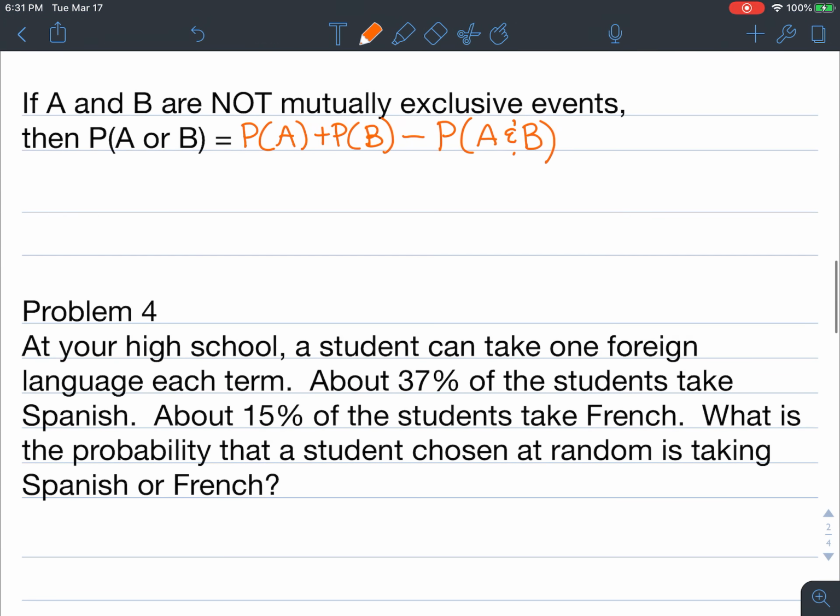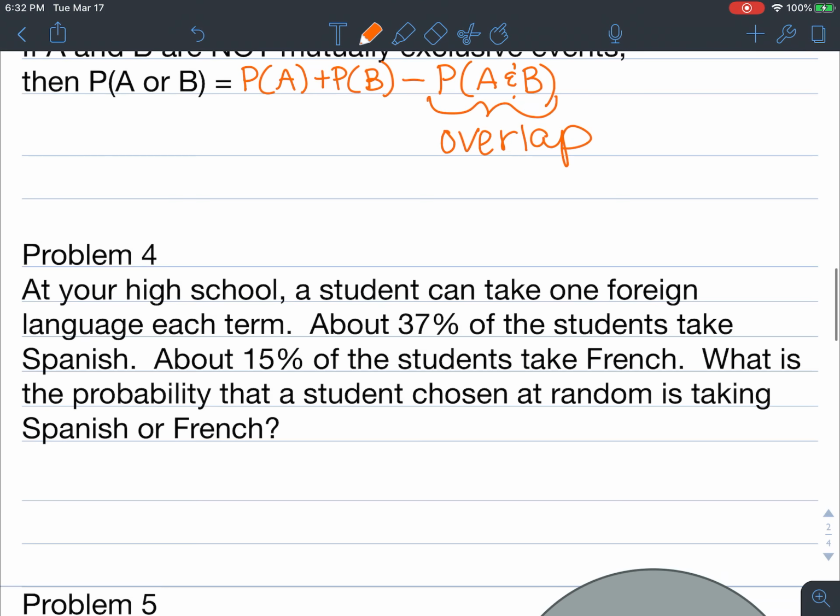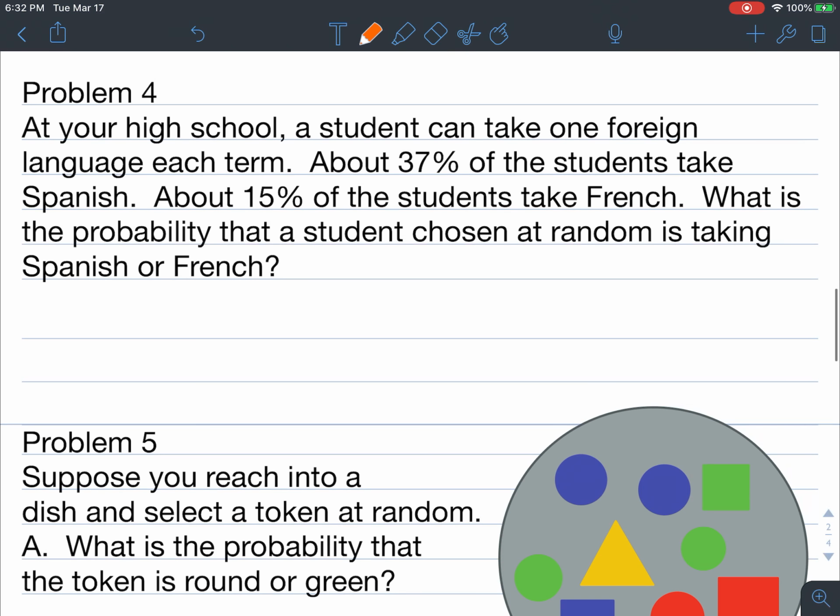Okay, let's have another example here. Oh, I'm going to call this the overlap. I said it, but I didn't write it. Or what they have in common.